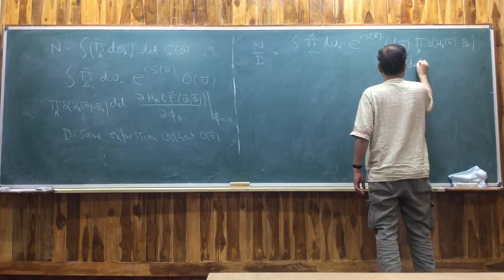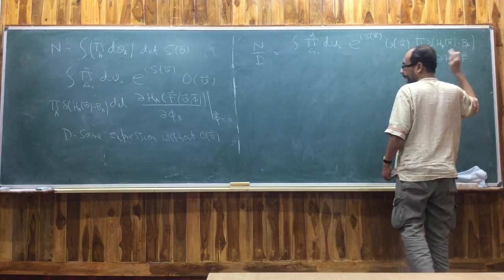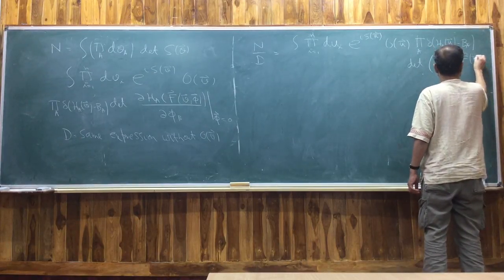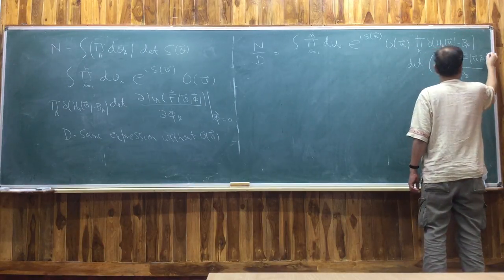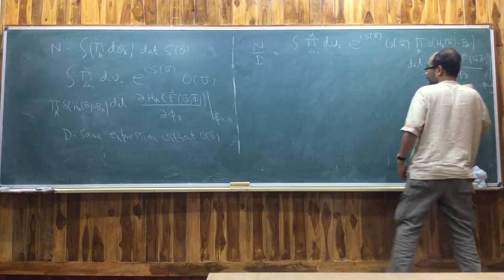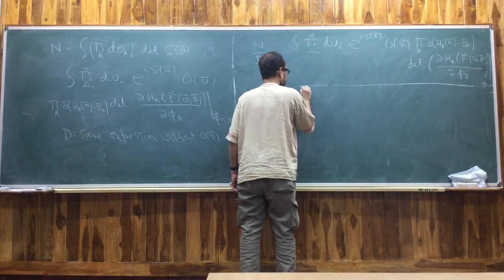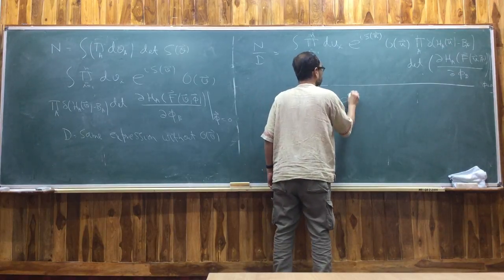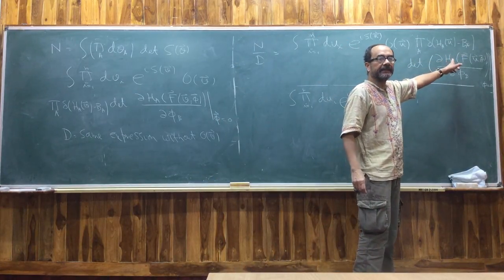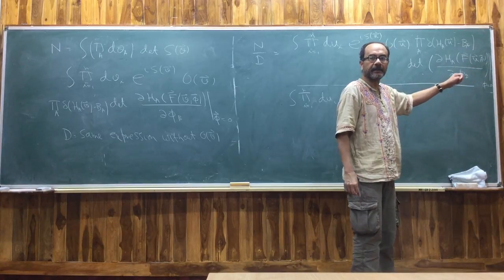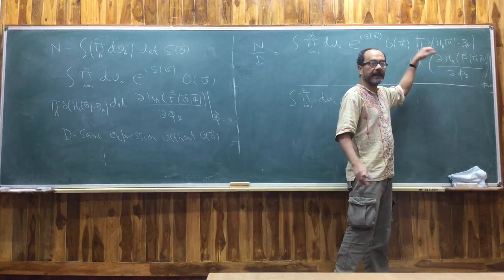times this determinant, del H^A of F(U, phi), del phi, at phi equal to 0, and then divided by the same thing without O. Pardon? No, it's still n, but these delta functions make this into an n minus m dimensional integral. The goal was to make it into an n minus m dimensional integral, and it is that because of these delta functions, the m delta functions sitting over here.